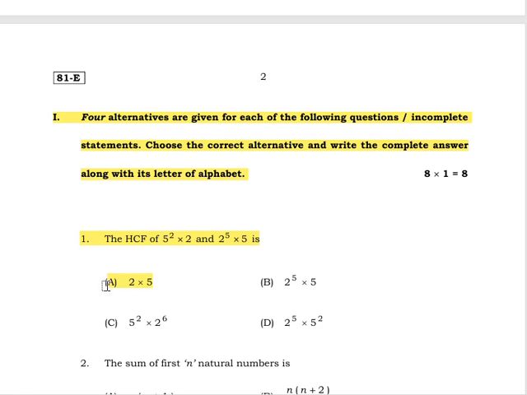So 2 into 5 is 10, so you can multiply these two. 5 square is 25, 25 into 2 will get 50. Here 2 power 5 is 32. 32 into 5 is 160. You will get 160 for this one, and for this you will get 50. So for 160 and 50 you will get 10 as a common factor. So 5 into 2 is the correct answer.